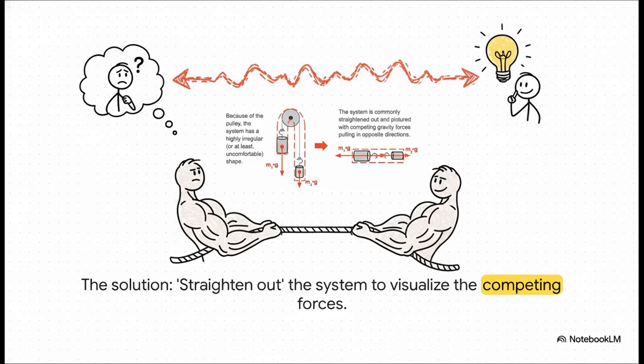And this is where the physicist's mindset comes in. If the problem's weird, just change the way you look at it. We can mentally unfold the whole thing and imagine it as a straight horizontal tug-of-war. On one side, you have gravity pulling on the first mass. On the other side, you have gravity pulling on the second. All of a sudden, figuring out the net force and the acceleration is so much easier to see.